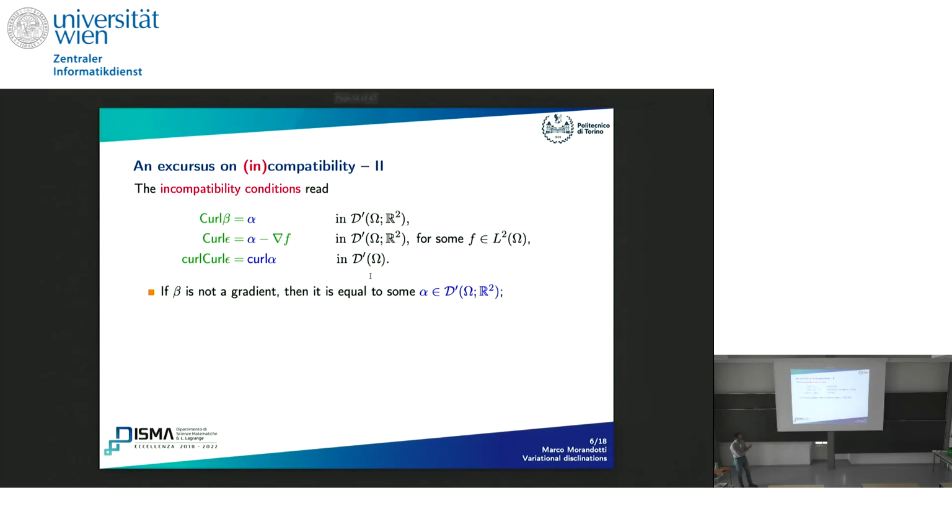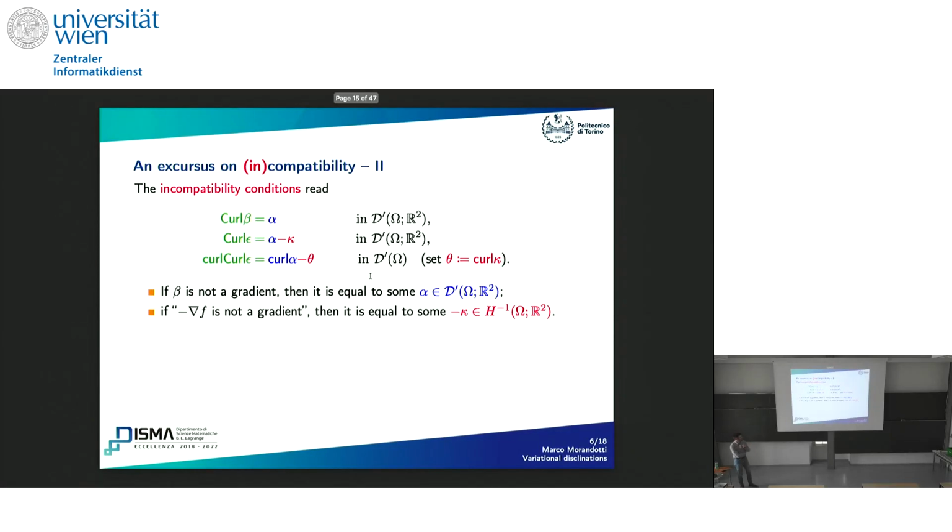But then if you start taking alpha here, then the alpha propagates down there, and then if you take the curl of this, you obtain the curl of alpha there. And the other thing that can fail is that nabla f is not really a gradient itself. I write it in quotation marks because that's the way you find it in the physical literature, but of course, it can be formalized. So then it's equal to some H-1 field.